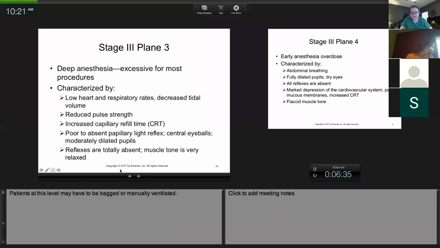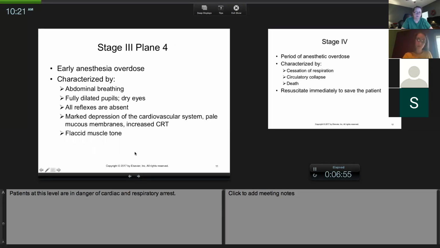And again, an animal is going to survive this, but we know that we are potentially hurting cardiovascular function, respiratory function is diminished. We can get acidosis. This is when we're going to start to see more of the side effects, and we can turn them down. And then stage 3, plane 4, this is overdose. You want to live in stage 3, plane 2.